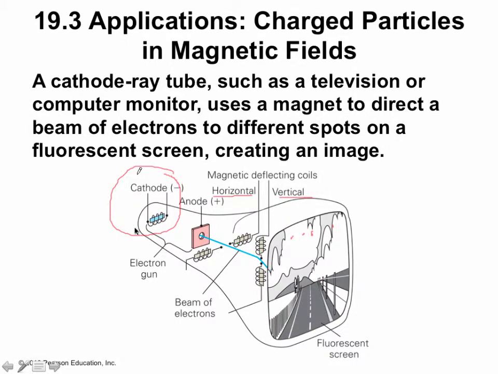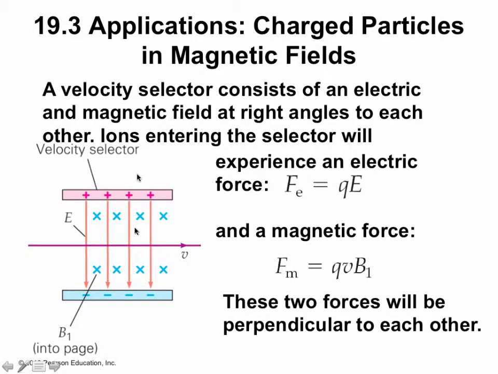Okay, any questions? So then a velocity selector consists of an electric and magnetic field at right angles to each other. Ions entering the selector will experience an electric force. Remember that an electric force is equal to the charge of the particle times the magnitude of the electric field. And the magnetic force is calculated in a similar fashion. It's going to be the charge of the particle times the velocity of the particle times the magnetic field.